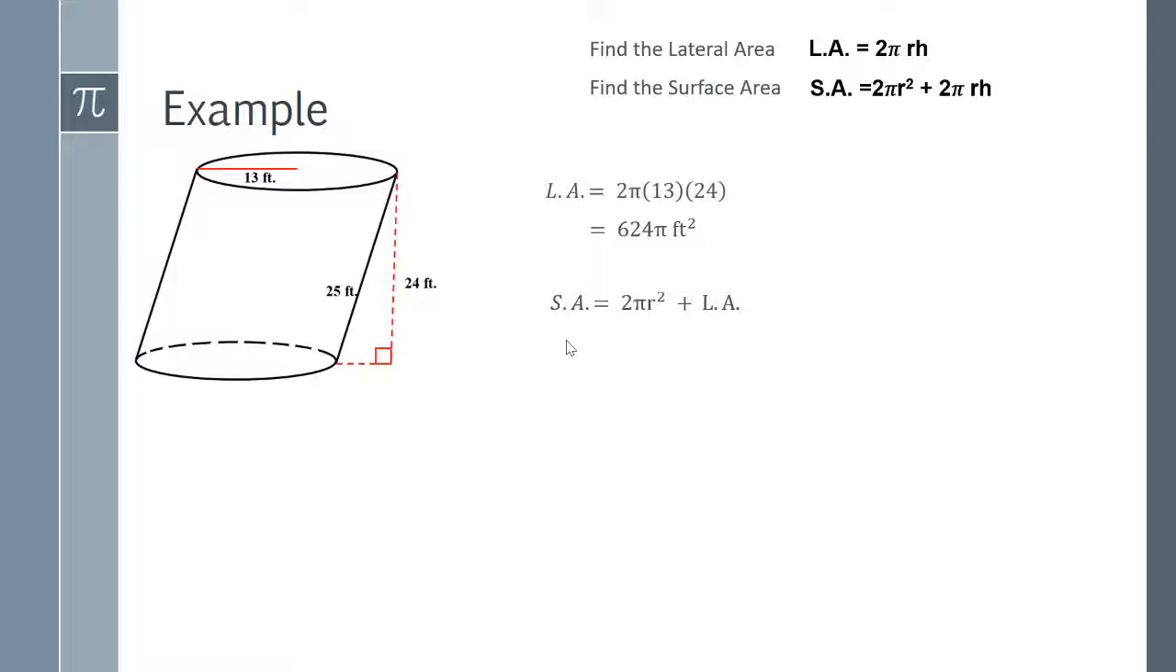So now we're going to find the surface area. 2 times pi times the radius squared plus the lateral area we just found right there. So that's 2 times pi times 13 squared plus 624. So 13 squared is 169. 169 times 2 is 338. So we got 338 pi plus 624 pi, which is going to give us a total of 962 pi.